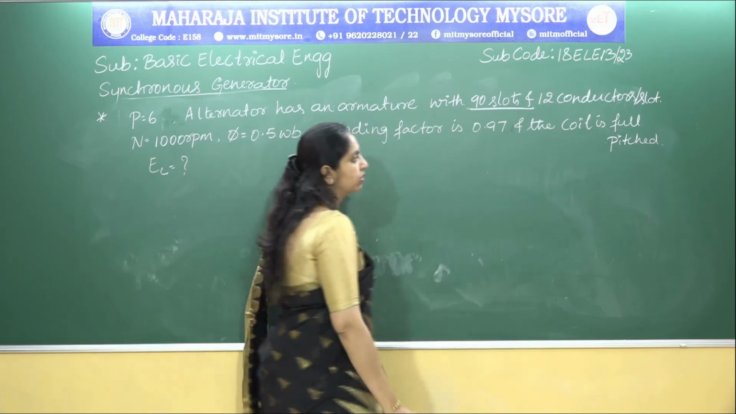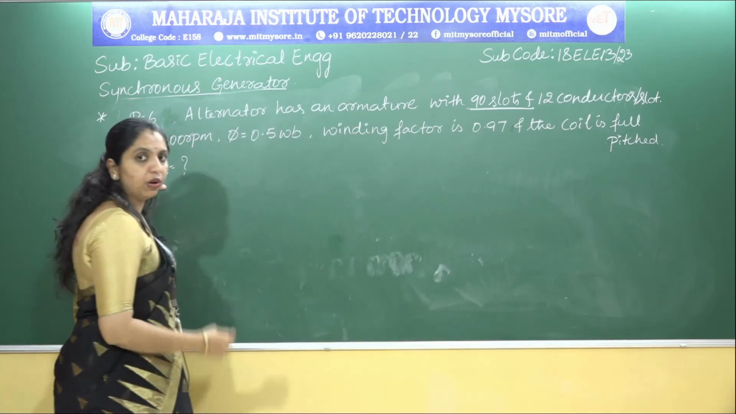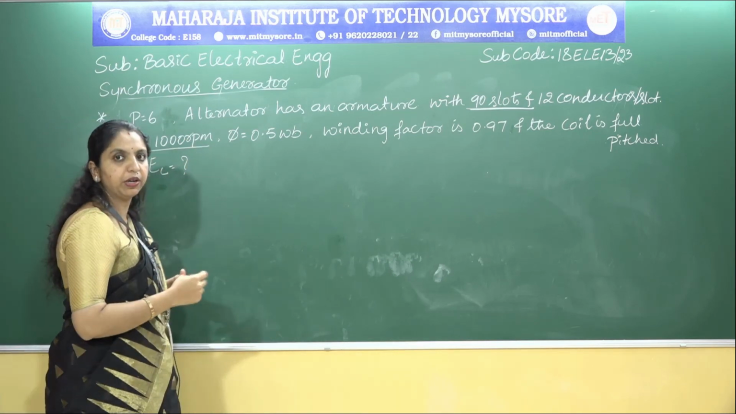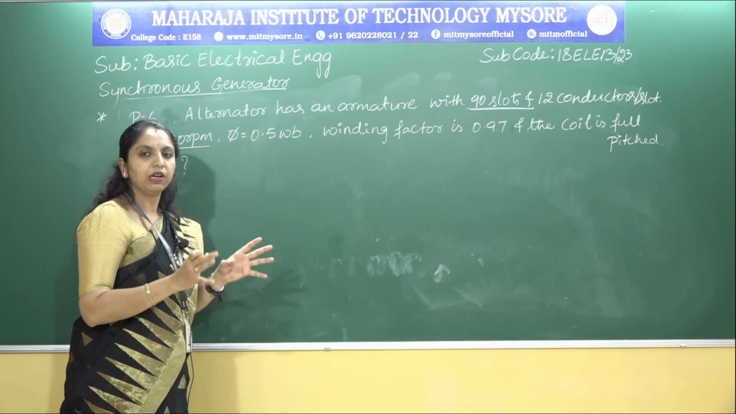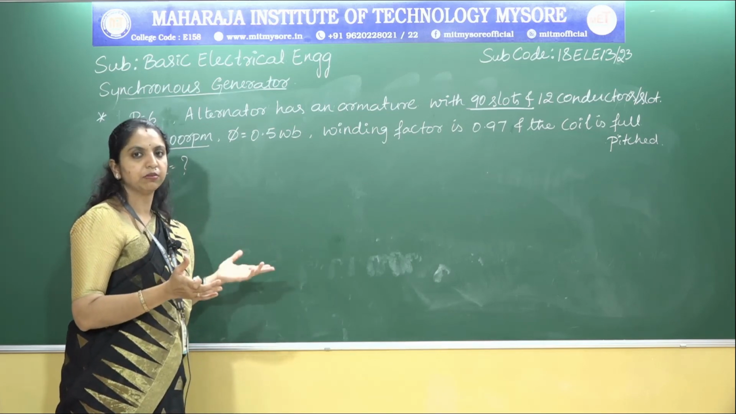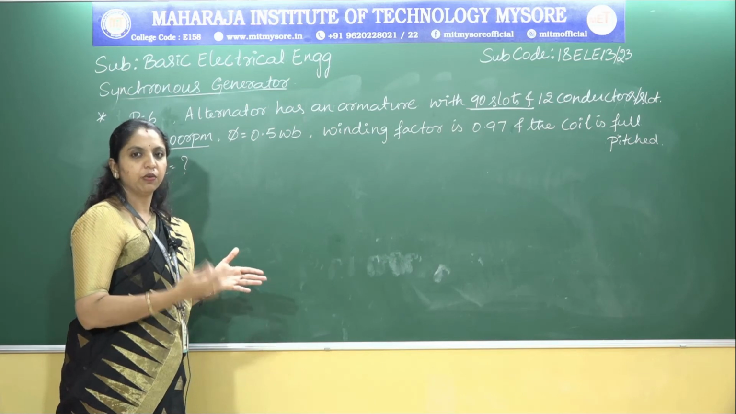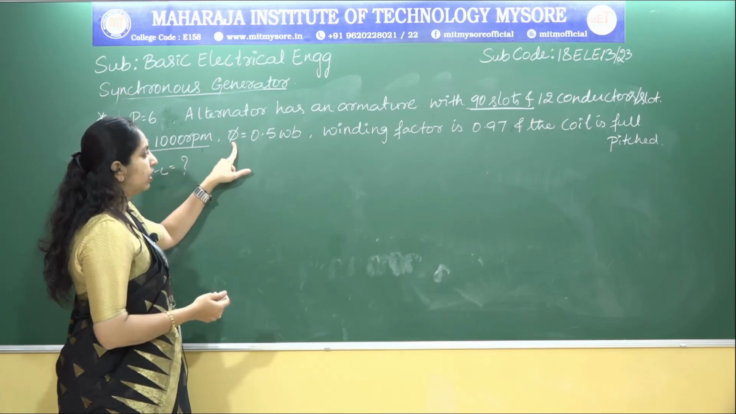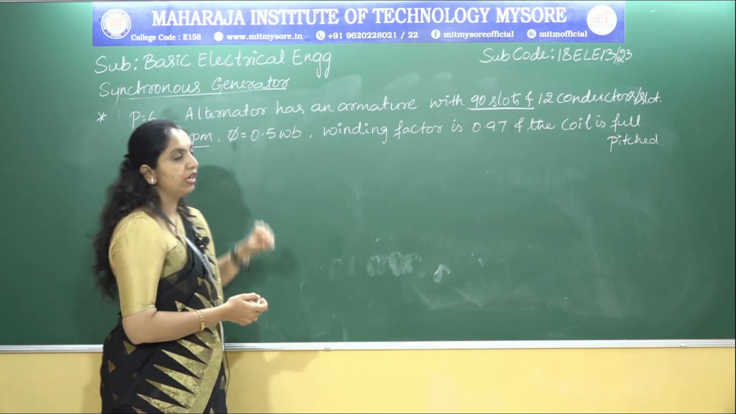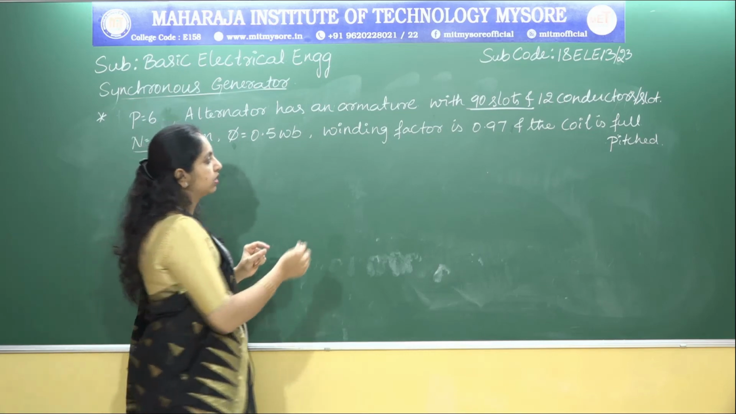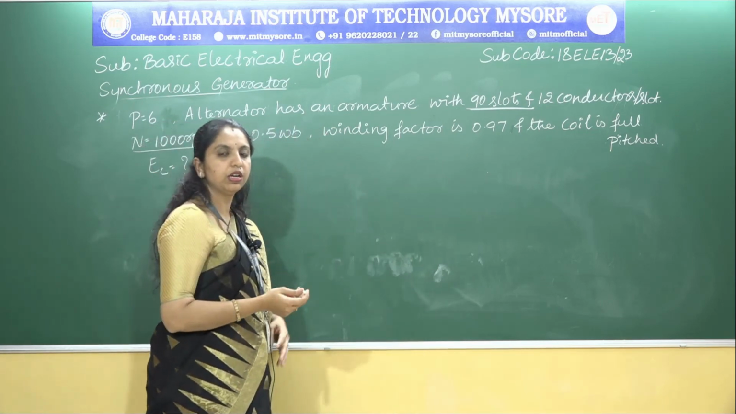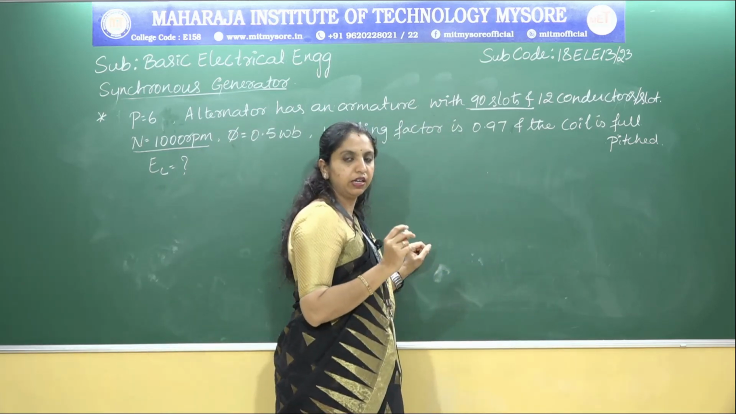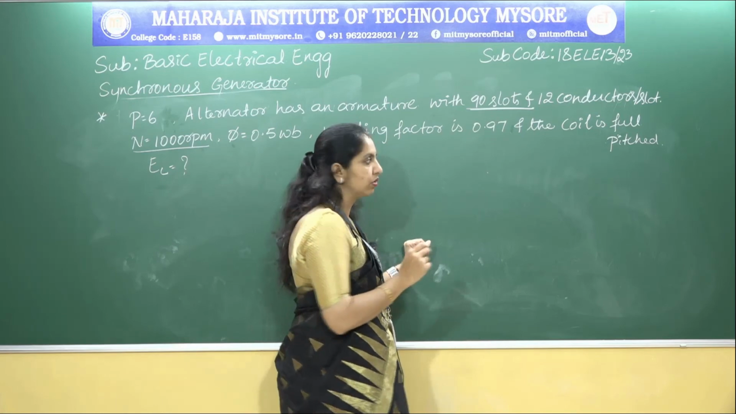90 slots and 12 conductors per slot, and it revolves at some RPM, which is n, the speed of the rotor in RPM. Remember, if the value is provided in RPM, that is the value of n. It revolves with a speed of 1000 RPM, and the magnetic flux is given here. Then the winding factor is 0.97, and it is clearly given that the coil is full pitched. They have not given Kc is equal to so and so and Kd is equal to so and so directly.